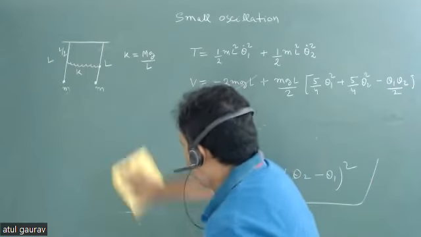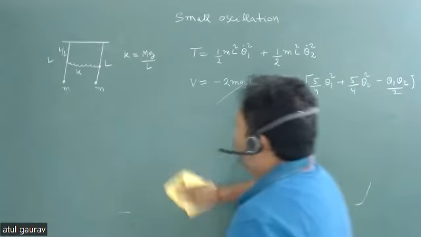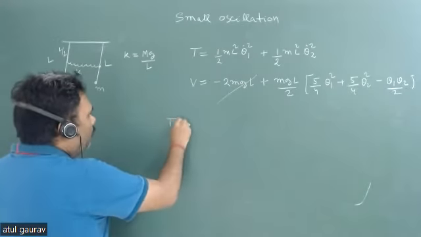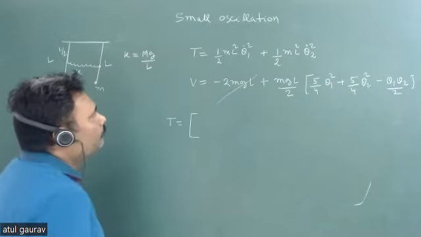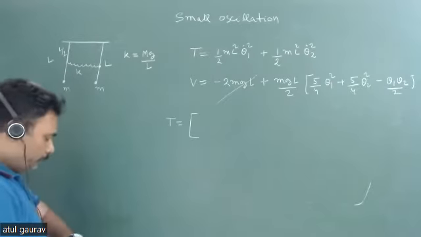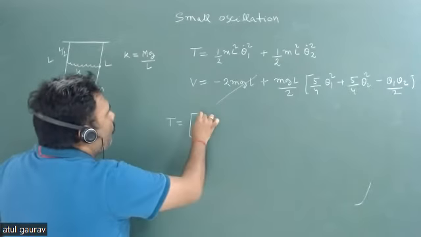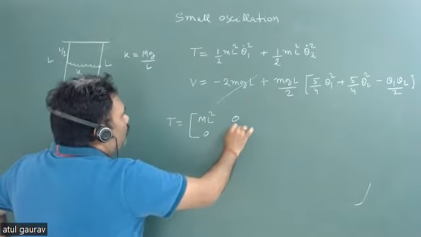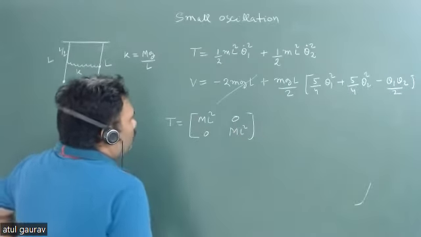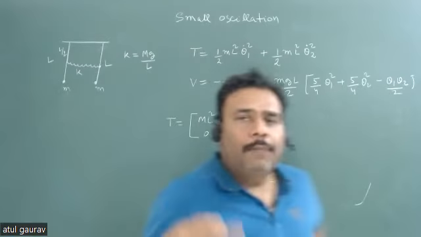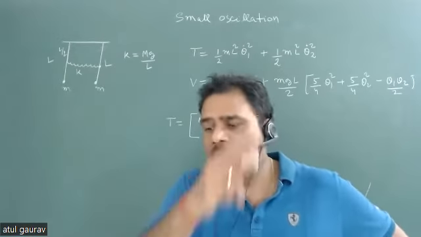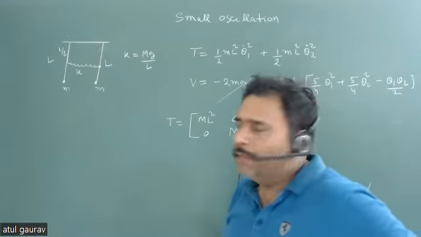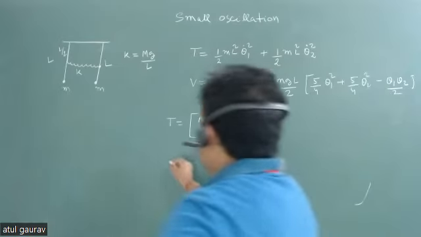ठीक है? So let's go for writing the potential energy. First write the kinetic energy. चलो, kinetic energy क्या होगा? What will be kinetic energy here? ml square, 0, 0, ml square. जब लीनियर मोशन कर रहा था तो वहां पर मास इंपॉर्टेंट था, और जब रोटेशन कर रहा है तो वहां पर वो रोल कौन प्ले कर रहा है? मोमेंट ऑफ इनर्शिया। This is ml square.